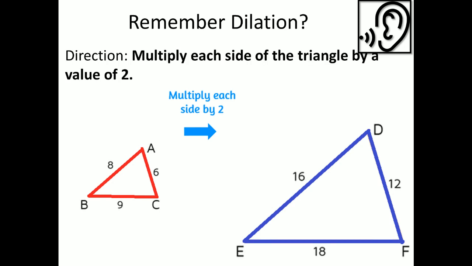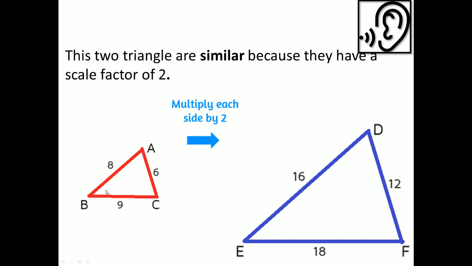All right. So remember dilation? To get from this triangle of 8, 6, 9 to 16, 12, and 18, we multiply it by 2, right? This multiplying by 2 makes this shape bigger, but making it bigger did not change the shape, correct? It's still this weird looking triangle, okay? So the two triangles here are similar because they have a scale factor of 2.